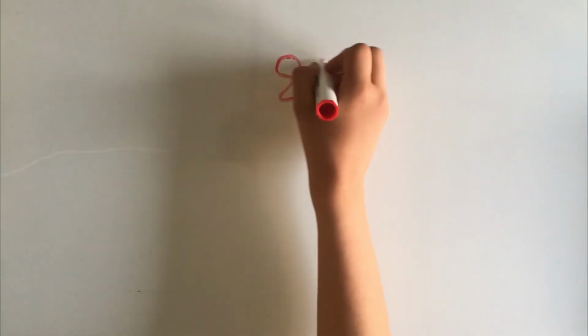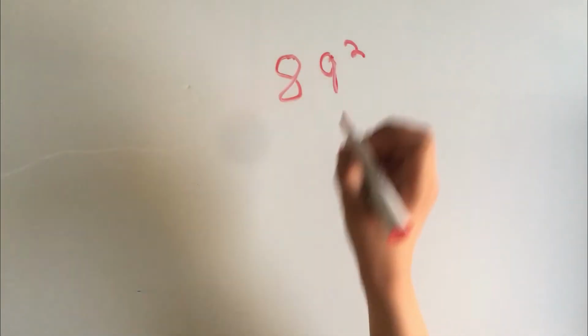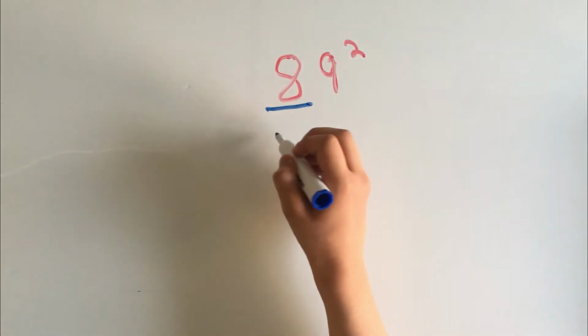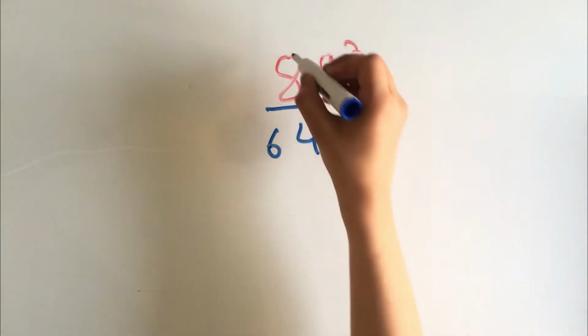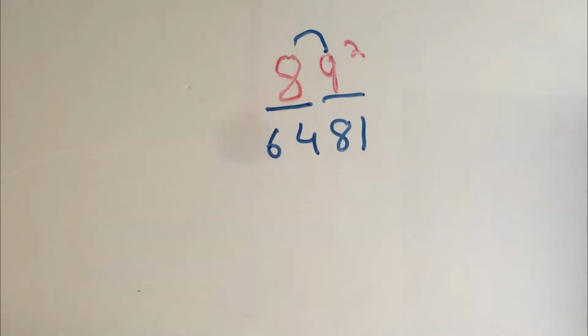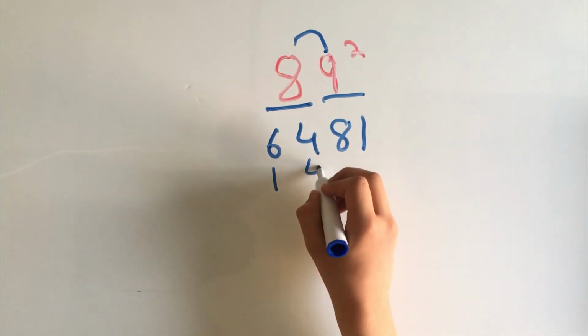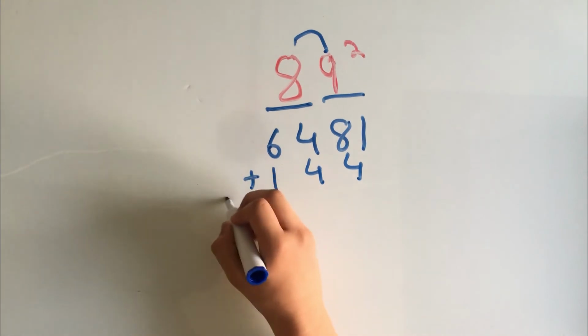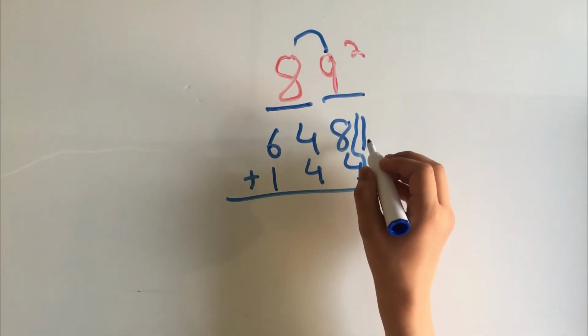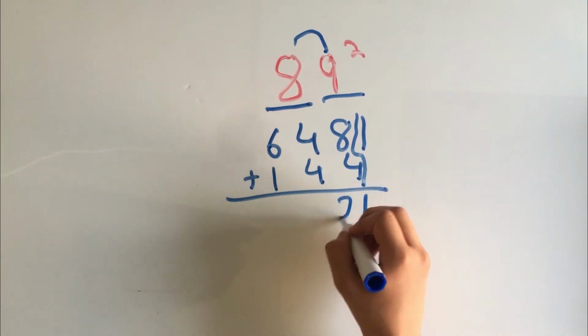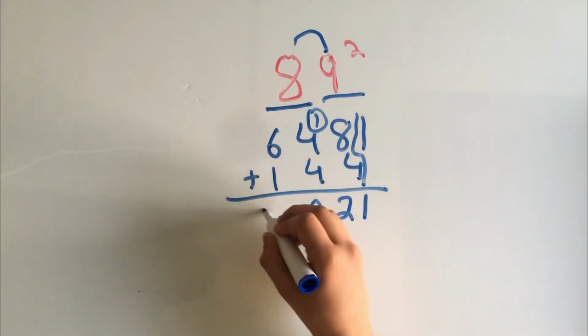Okay, our last example for a 2-digit number would be 89 squared. So 8 squared would give us 64, 9 squared would give us 81, 8 times 9 would give us 72, multiplied by 2 would be 144. Now we have to sum all of this up. Oh, sorry, I just didn't write that properly. So 1, 8 plus 4 is 12, 9, 7.